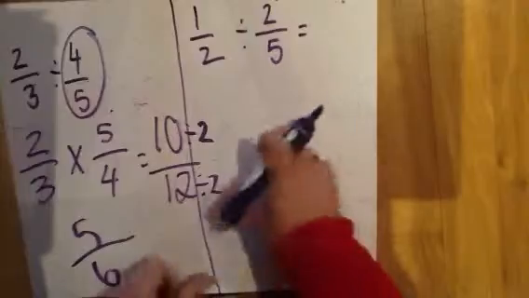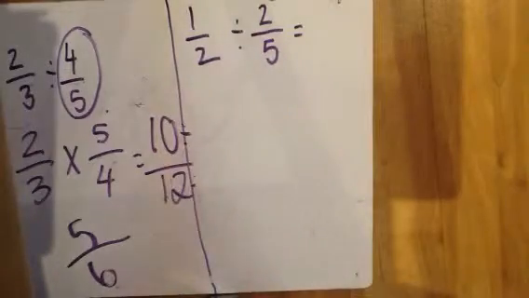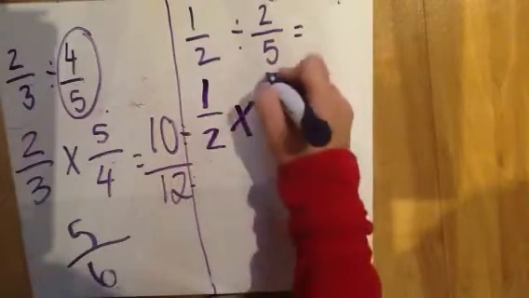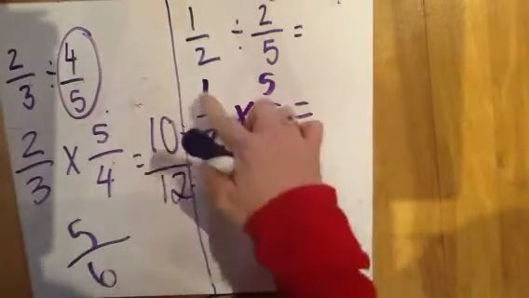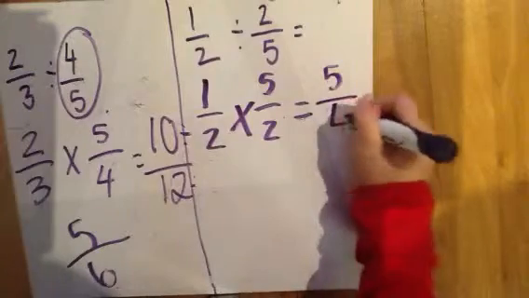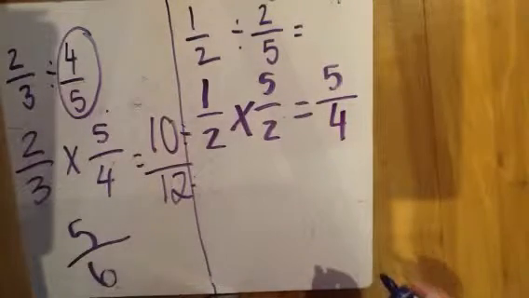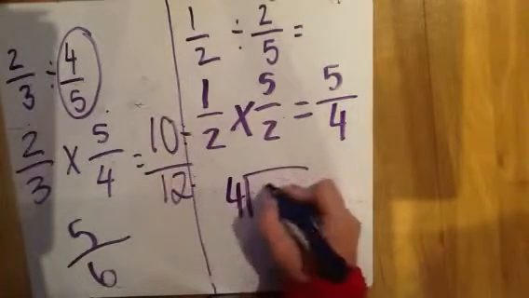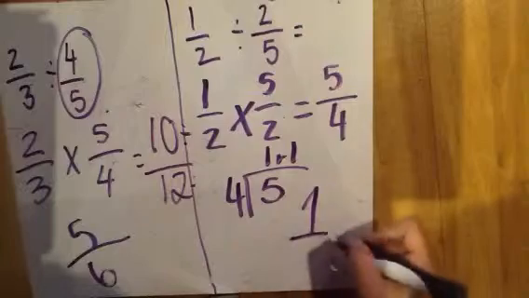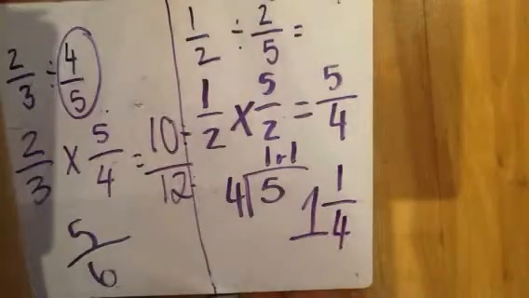Okay, next problem. 1/2 divided by 2/5. So we convert the 2/5 into a reciprocal fraction. So we have 1/2 times 5/2 equals 1 times 5 is 5, 2 times 2 is 4. And we simplify that fraction by converting it into a mixed number. 5 divided by 4 is 1, remainder 1. 1 is our whole number. Our remainder 1 is our new numerator, and our denominator of 4 stays the same.